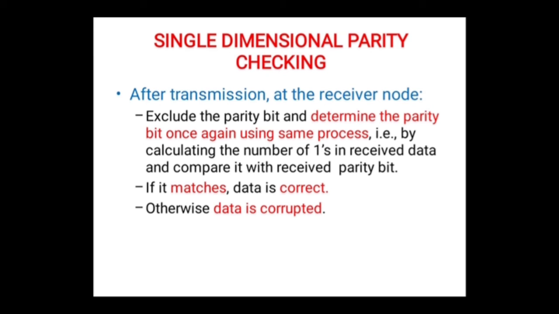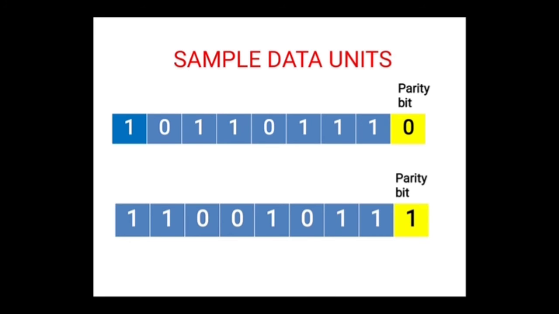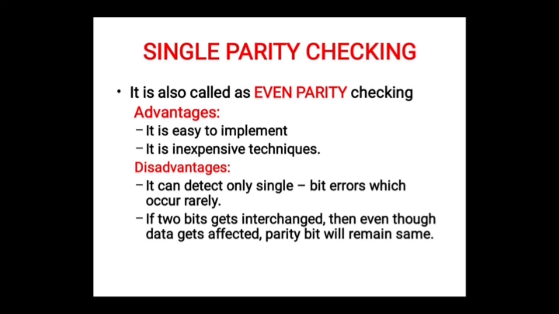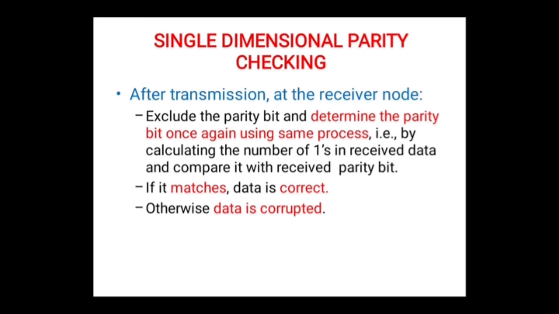What do we do in this method? We will send the data, fine, and we will calculate the parity bit. After the data is received by the receiver node, once again the complete process is repeated. And we exclude the parity bit which comes along with the data.